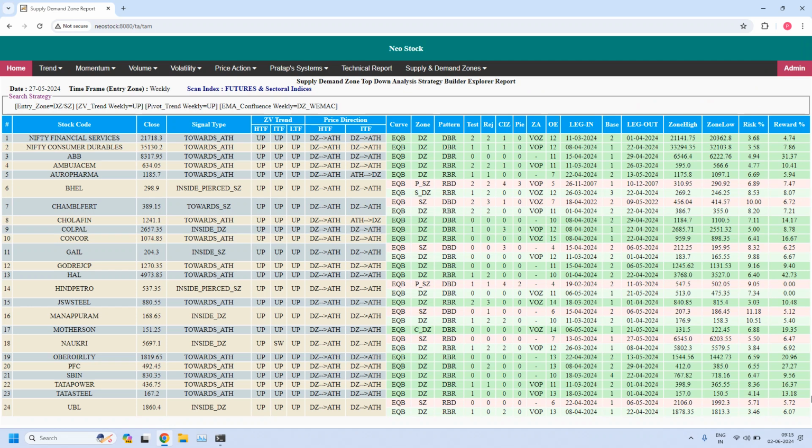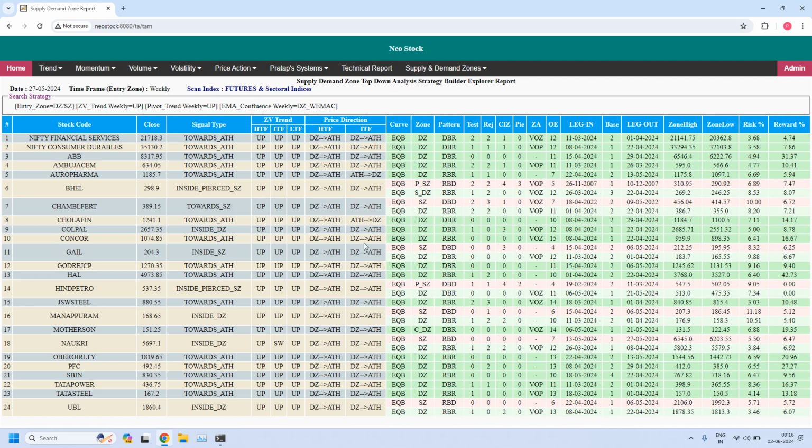Some of you might be wondering, what is the use of this? Because there are people who plan their trade setups only on the zones having weekly EMA confluence, and they will use these zones as HTF zones, higher time frame zones. Some people may use them as ITF zones. So in these stocks you will plan your trade setups.